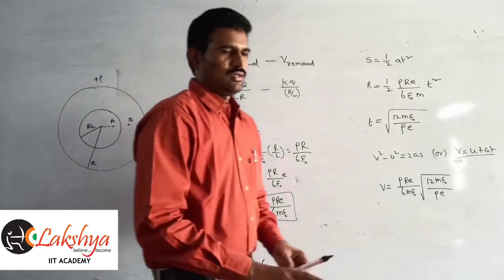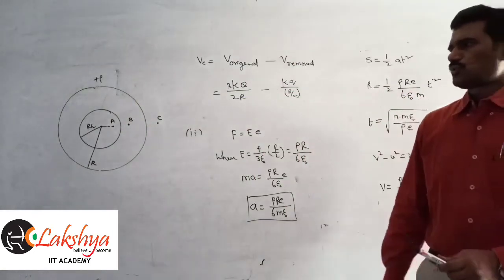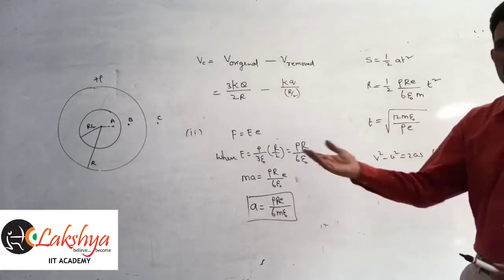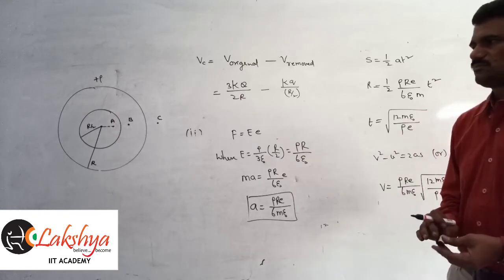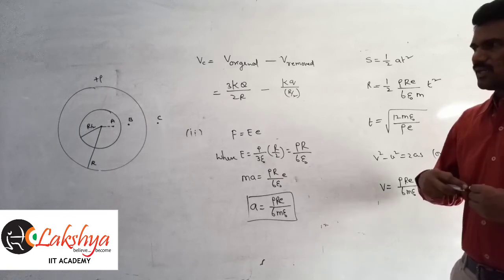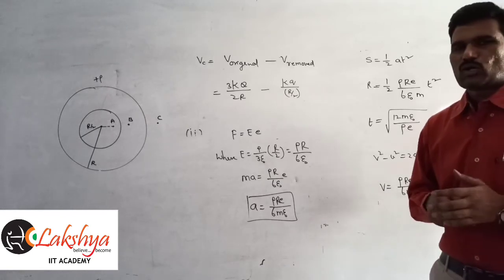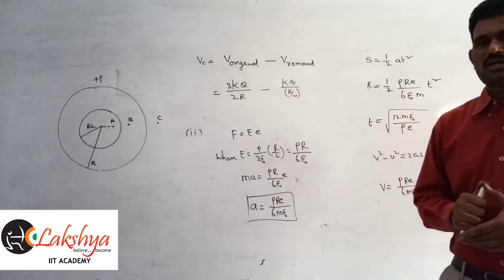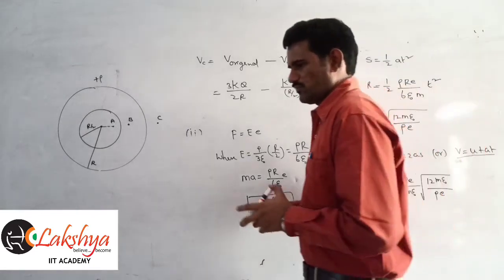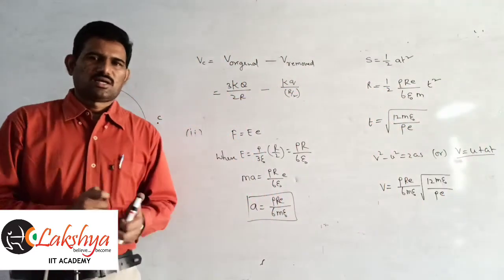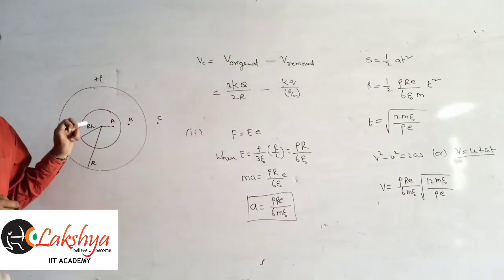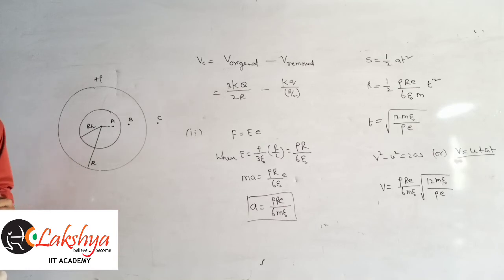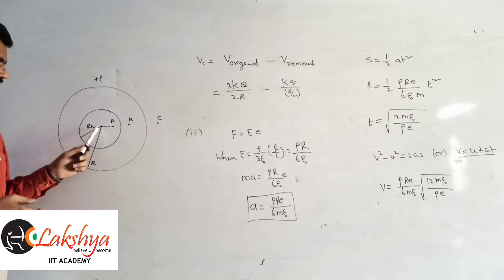As shown in the figure, next question: a spherical and a concentric cavity of radius R by 2 is made in a sphere of radius R having charge density rho.